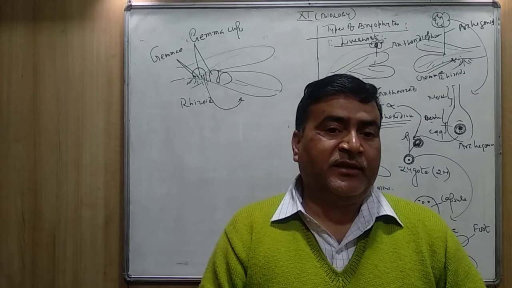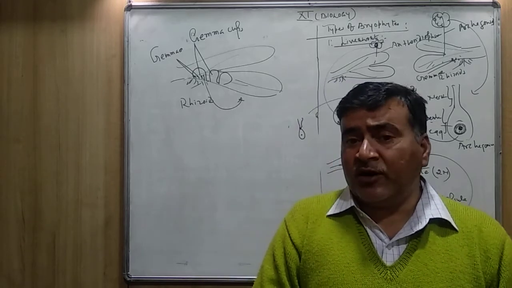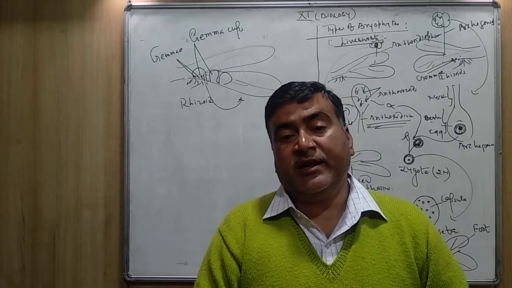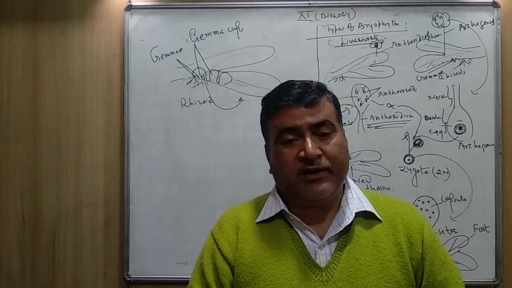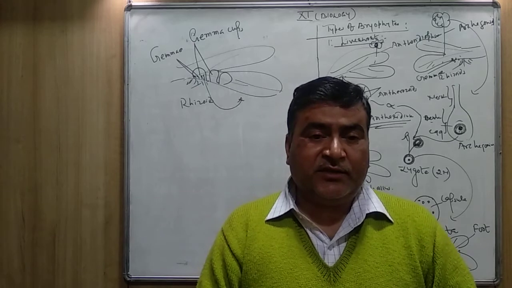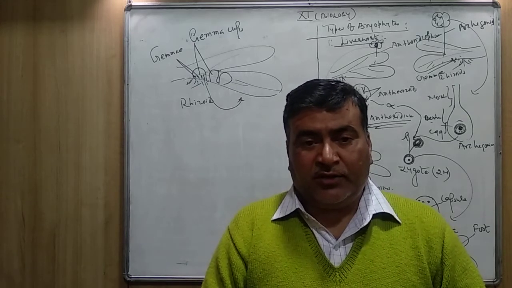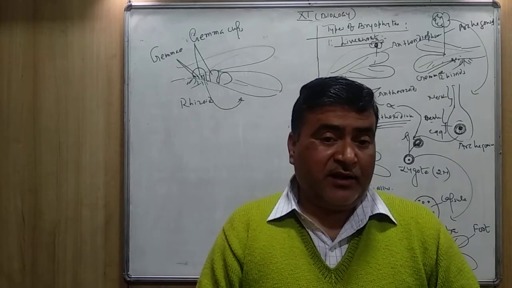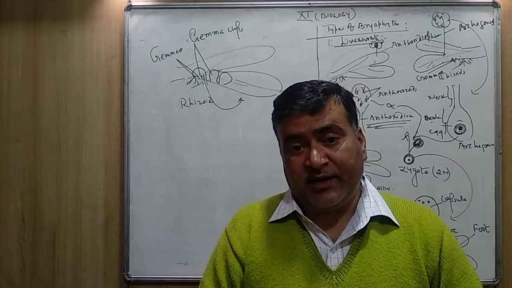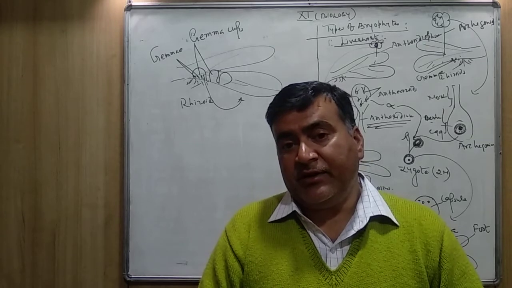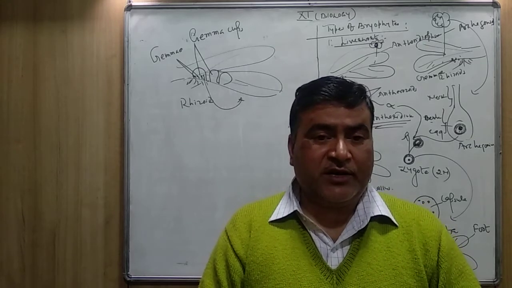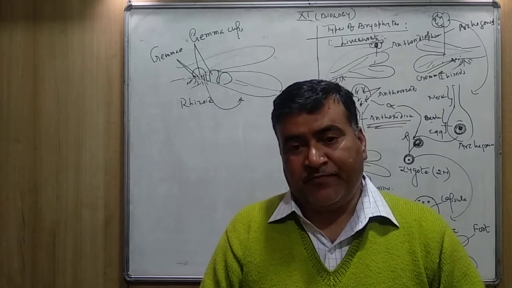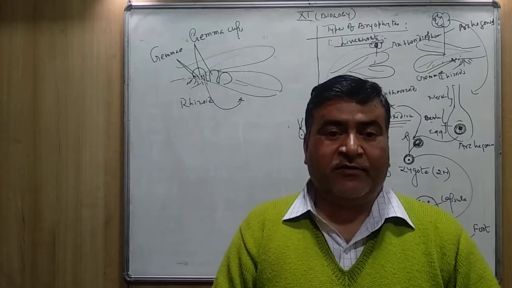And that's why the bryophyte is also said to be what? Amphibians of the plant kingdom. Because bryophytes grow on moist and sandy places on the soil, but they also need water to complete their life cycle. Without water, the process of fertilization doesn't take place. So water is essential for fertilization.